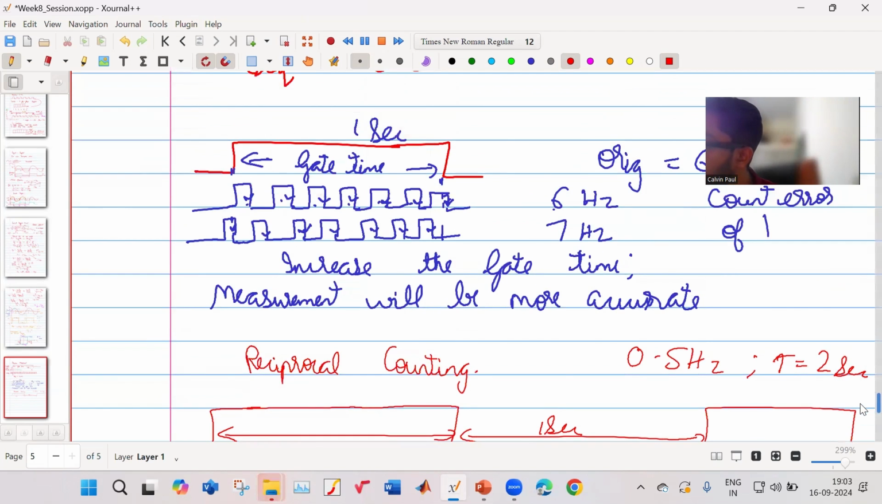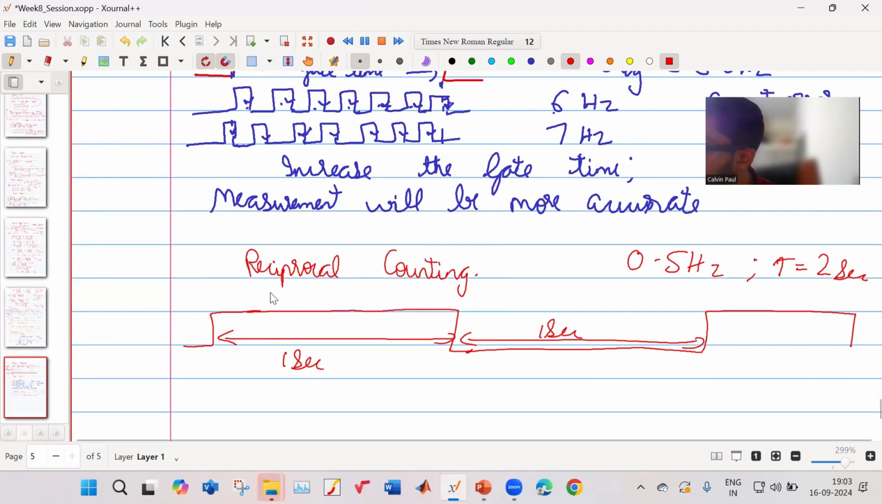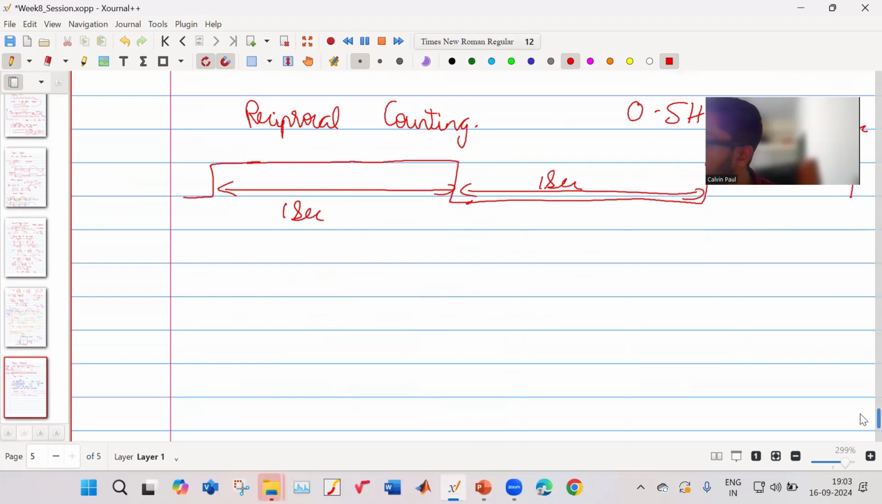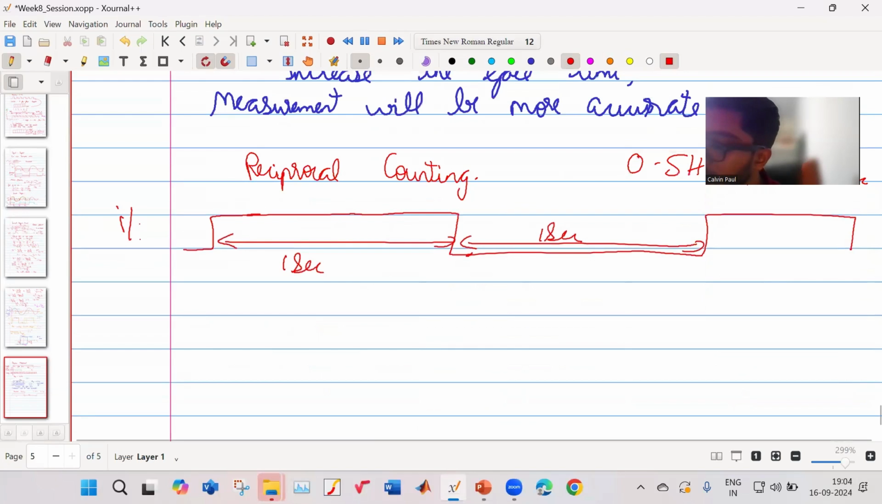Then if I do direct counting, I'll have to make my gate time very high. It will have to be very high. But then I cannot do that. So this is my input signal. What I do, I give my reference signal. I give a reference signal of very high frequency.